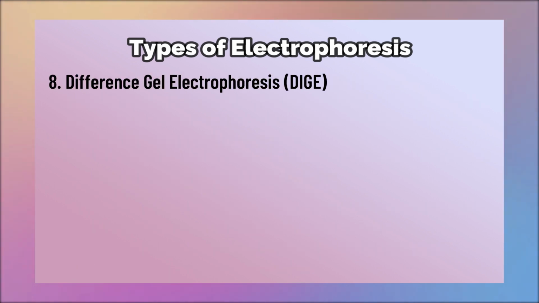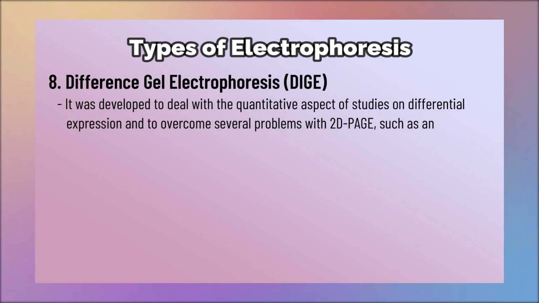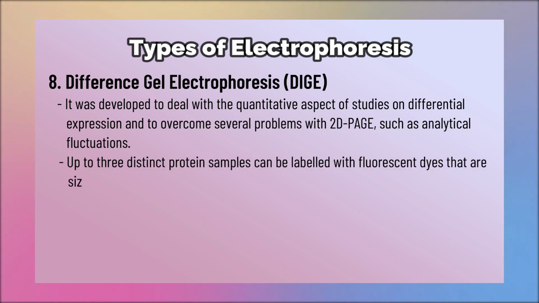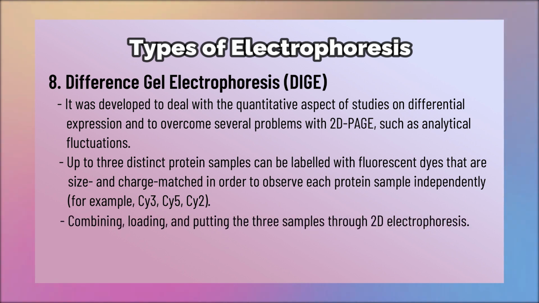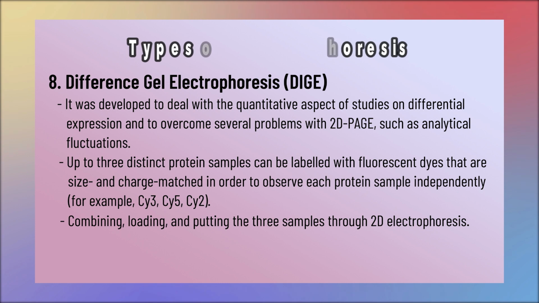And lastly, difference gel electrophoresis, developed to deal with the quantitative aspect of studies on differential expression and to overcome several problems with 2D gels, such as analytical fluctuations. Three distinct protein samples can be labeled with fluorescent dyes that are size and charge matched, in order to observe each protein sample independently, for example Cy3, Cy5, and Cy2. The three samples are combined, loaded, and put through 2D electrophoresis.